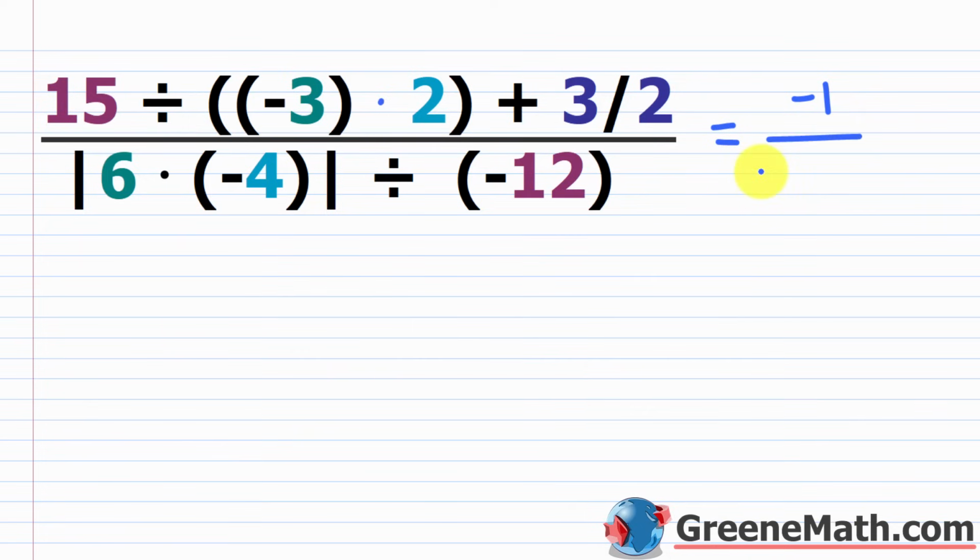So negative 1 over. In the denominator, what do we have? It's a little bit simpler. You have these absolute value bars. You have the multiplication. You have the division. Okay, so absolute value bars, we're going to work inside of those first.